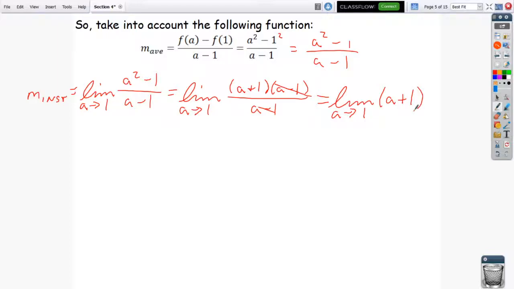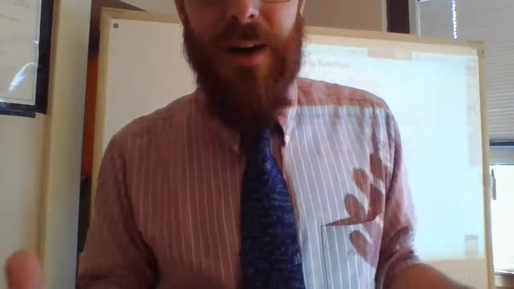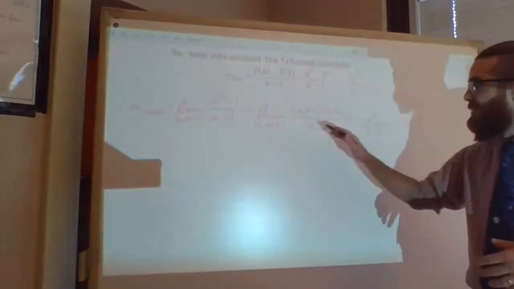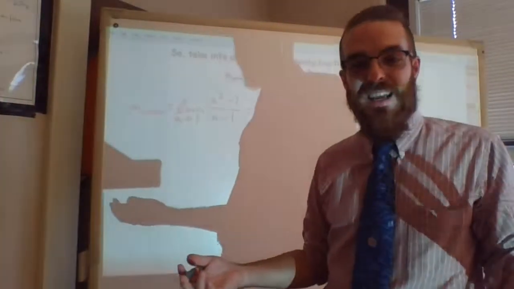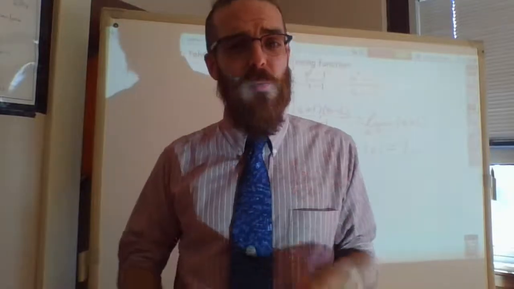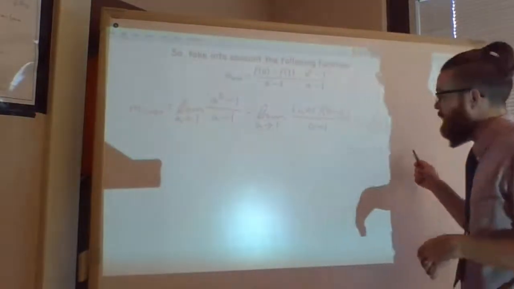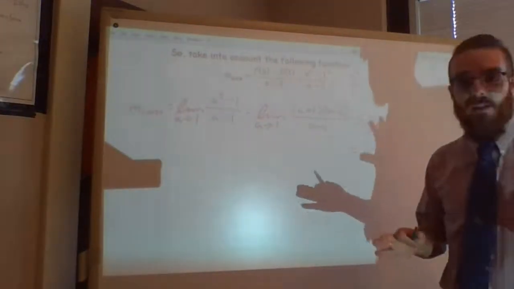And now I try my direct substitution. I know it's not going to give me 0 over 0 because I have no fraction here. This is just going to be 1 plus 1, or 2. Isn't that cool? That's really awesome. I now know algebraically that the instantaneous rate of change, or the instantaneous slope, or the tangent slope, is 2. Save that. We're going to come back to it in just a minute.